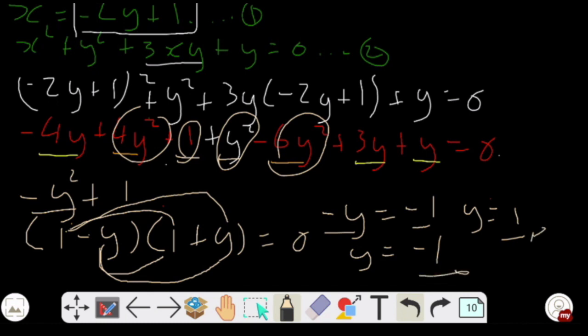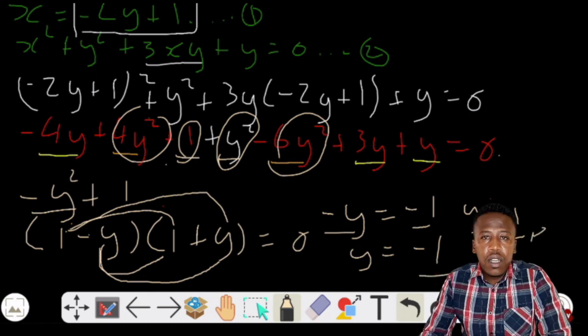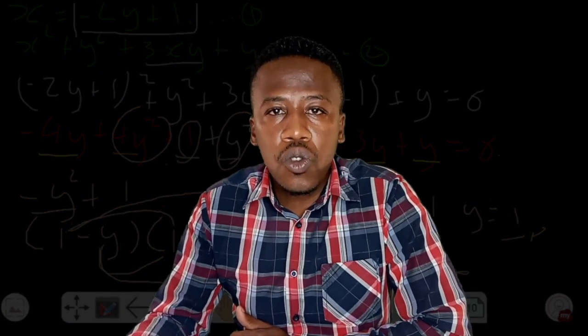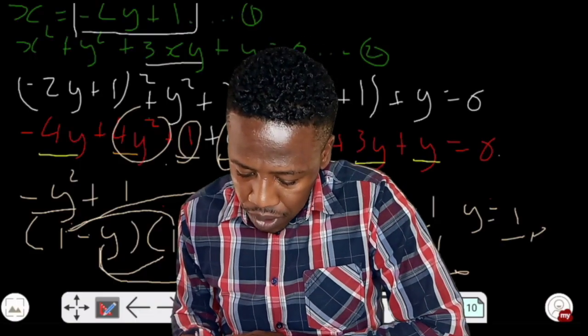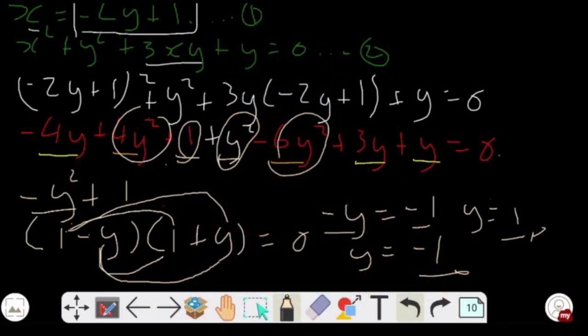Now from this point onwards, you have determined your values for y, meaning you can take those values and substitute them back into one of the equations. What you should be doing is try to pick a simpler equation for which you're going to substitute what you have for y. In this case, I'm going to substitute it back into this equation here.